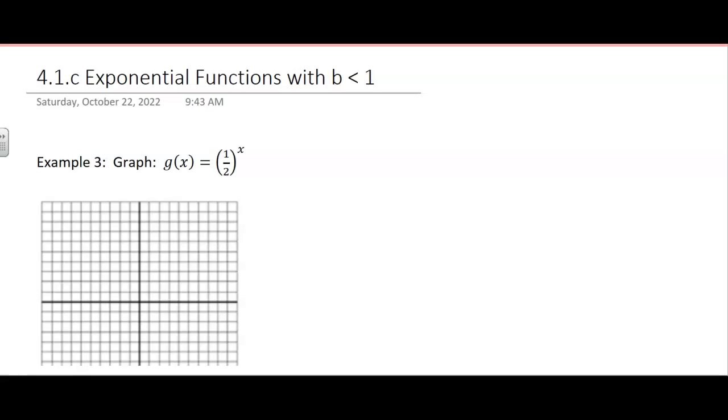Okay, so remember when we had an exponential function, we said f of x equals b to the x. You have some base, and the base is a real number, but the base has to be greater than 0, and it can't equal 1. That's what we said. The base could be greater than 0 but less than 1, and something happens when that happens. So here we have a function and the base is 1/2.